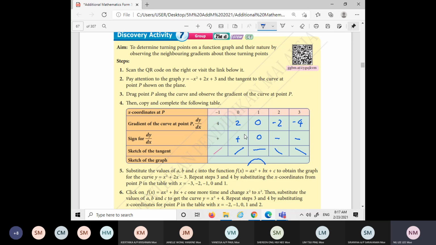Then we're going to repeat for the other two graphs, which is this graph and then this graph.